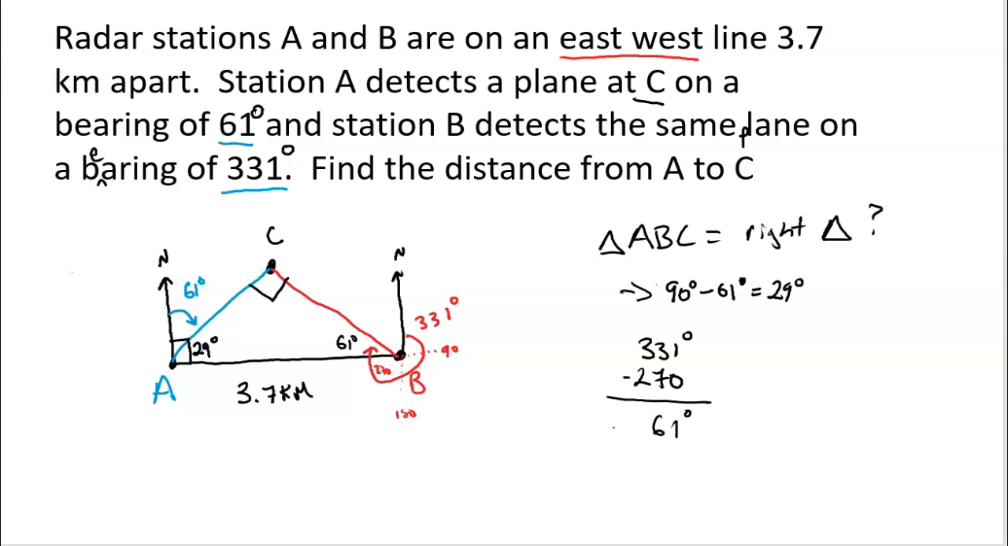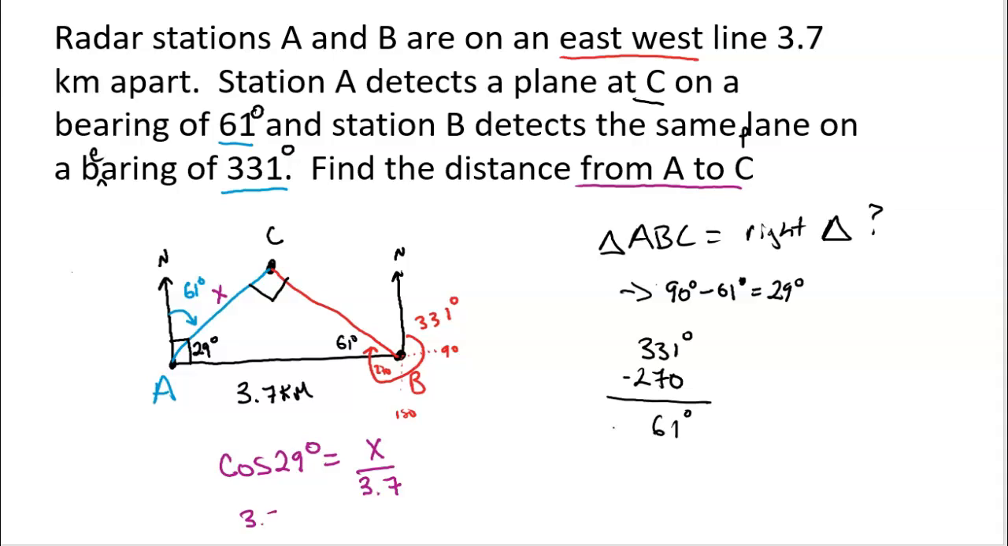So what am I trying to find? I'm trying to find the distance from A to C, so I'm going to call that x. What do I know? I know the hypotenuse, and I know two of my angles, and x happens to be a side. So I'm going to use the cosine of 29 degrees, and that is going to equal my A to C line, x, all over 3.7. Once I figured out this was a right triangle, I can now use trig.